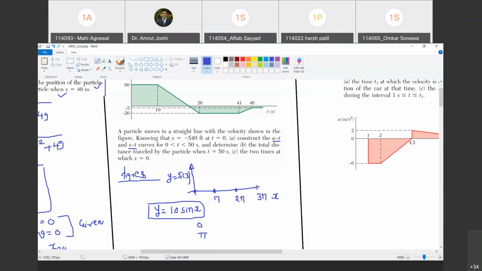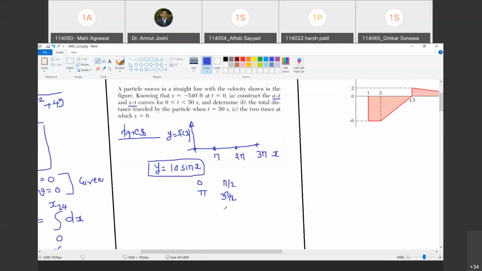Now, what is the maxima of this function? When does this function become maximum? At pi by 2. Do you agree with me? Yes, sir. At 3 pi by 2. Happy? Yes, sir. At 5 pi by 2. At all these locations, this function becomes maximum. Do you agree with me? Yes, sir.